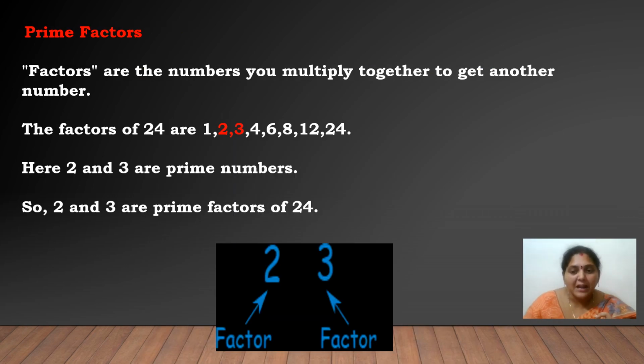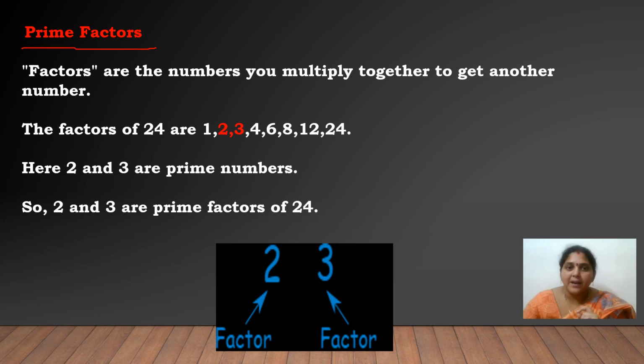Now we will see prime factors. What are prime factors? Factors are the numbers you multiply together to get another number, right? Factors means when you multiply two numbers, you get another number. So you need two numbers to get a third number. The two numbers which you have taken for multiplying are known as factors, right?